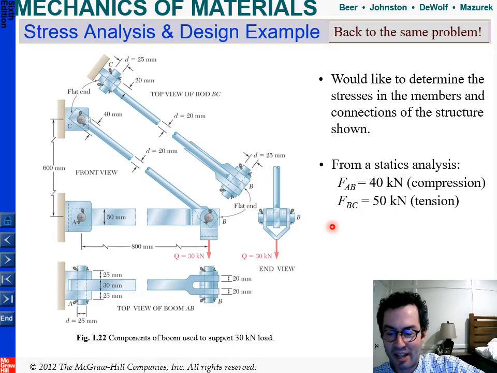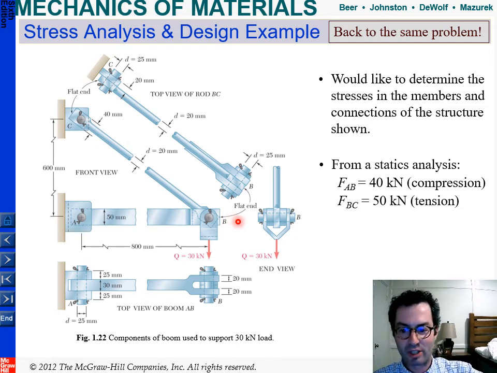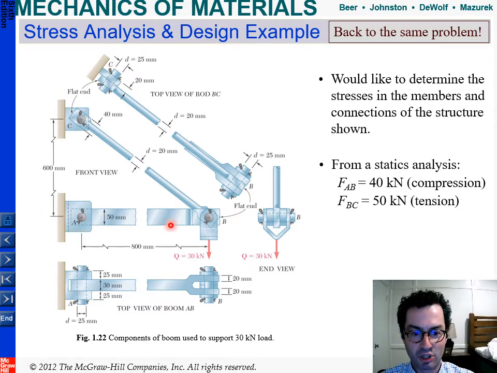Now, from a statics analysis, remember the force on AB was 40 kilonewtons, and that's in compression, y'all. We're going, sorry, it's a mirror image. We're going that way. This boom is in compression, whereas the top bit here is in tension, and that is 50 kilonewtons. So we've got 30 kilonewtons hanging, 40 kilonewtons of compression on the horizontal member, and the diagonal rod has 50 kilonewtons of tension.